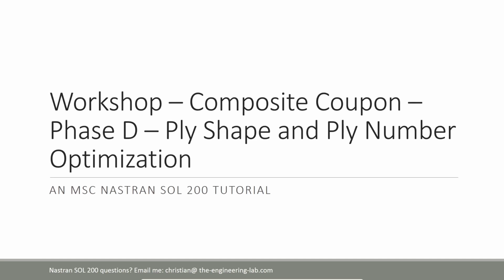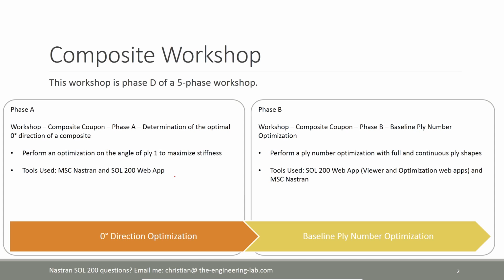My name is Christian Aparicio, and I'll be going over today's tutorial with you. This is a continuation of a long workshop series. The goal is to optimize a composite coupon. In this tutorial, what we are going to be focusing on is crafting optimal ply shapes and then performing a ply number optimization with MSC Nastran Sol 200.